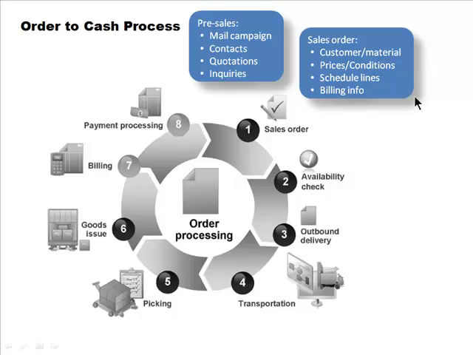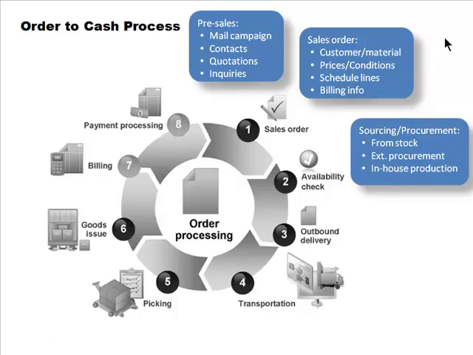And of course, on the sales order, we'll specify things like who's the customer, what's the material, what are the various prices, which are affected by the conditions, and what are the schedule lines. In other words, the customer says, I want 500 units, but they may not want all the 500 units in one shot. They give you a delivery schedule and say, I want 200 units on March 1st, another 150 units on March 15th, et cetera. Those are called schedule lines, that's part of the sales order. And then billing information, who should be billed for this, the bill-to information.